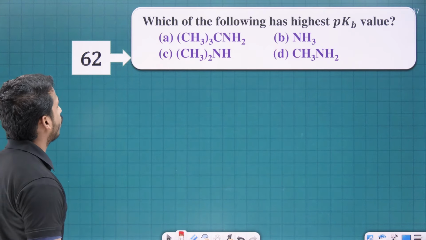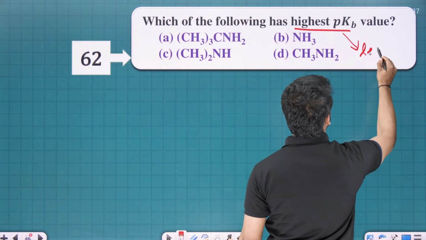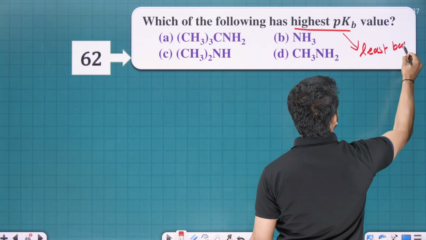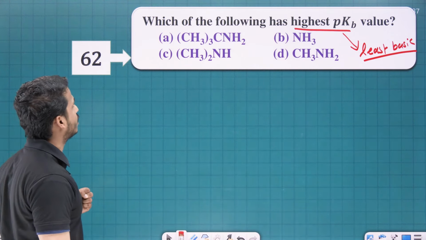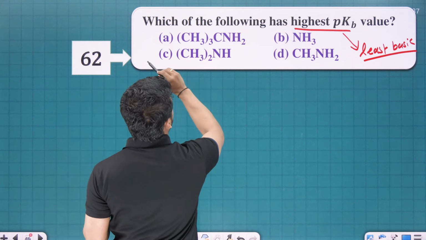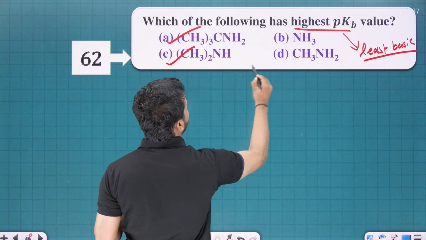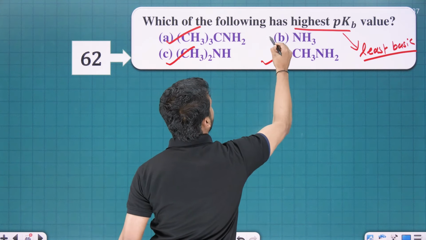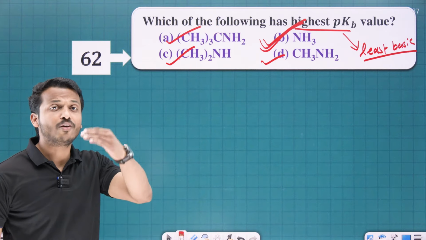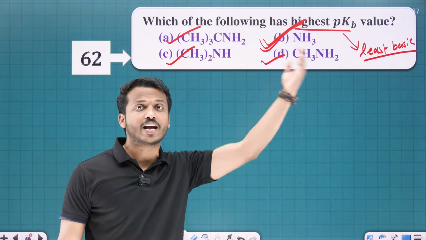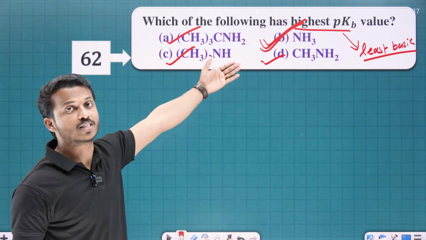Next, which of the following has the highest pKb? Highest pKb means very least basic. Highest pKb means least basic. Come on all, which is least basic? This is what? This is aliphatic. Ammonia is the answer. Ammonia is the answer, because you know aliphatic amines are more basic than ammonia. Ammonia is least basic. So least basic means highest pKb.